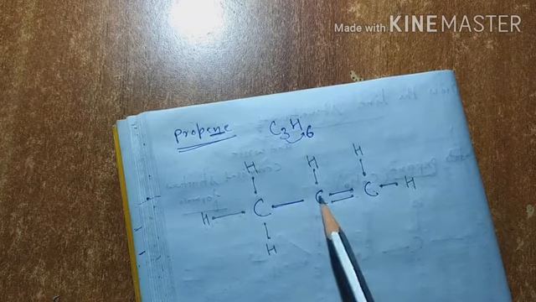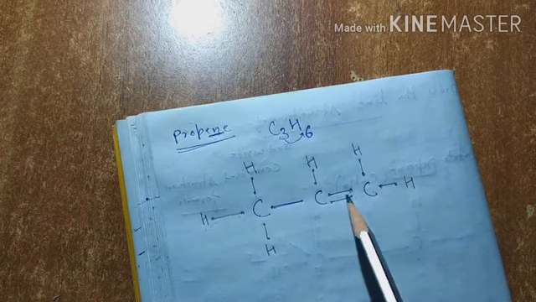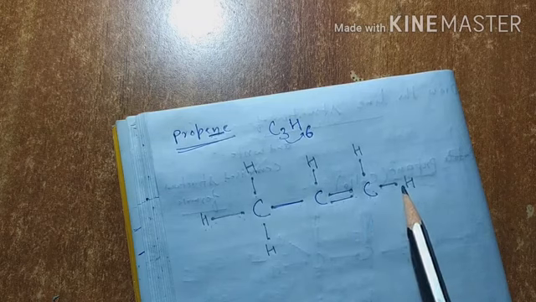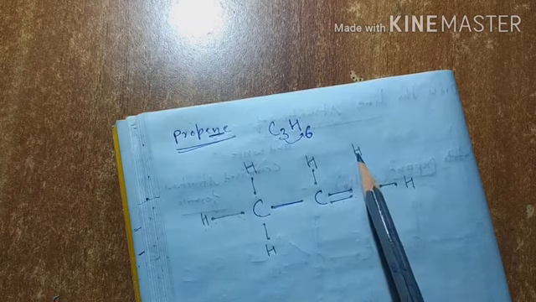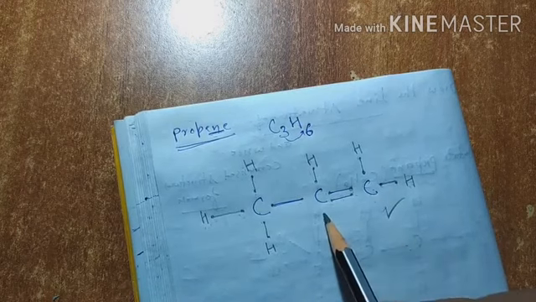This carbon atom is stable. About this carbon atom, 1, 2, 3, 4, 5, 6, 7, 8, this is stable. For hydrogen, 1, 2, this is stable. For this hydrogen, 1, 2 is stable. It means it is correct. You can't put hydrogen here.